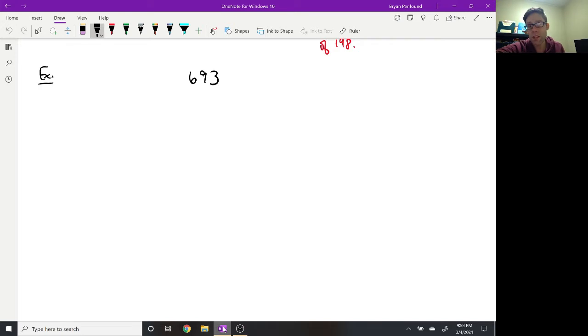If your number is divisible by 3, you might also want to check to see if it's divisible by 9, which we can do pretty quickly by adding up these digits. So 6 plus 9 plus 3, that is 18. And then if we take 18 and add up those digits again, we do get the number 9. So our original number, 693, is divisible by 9.